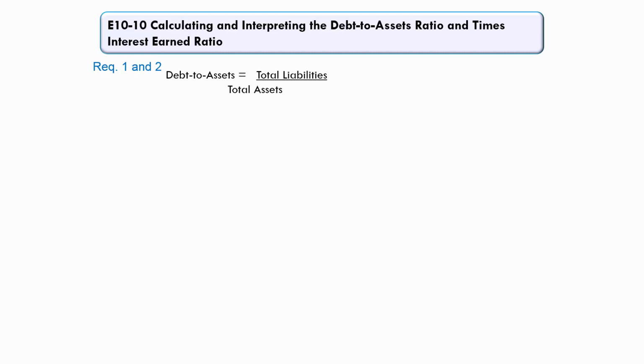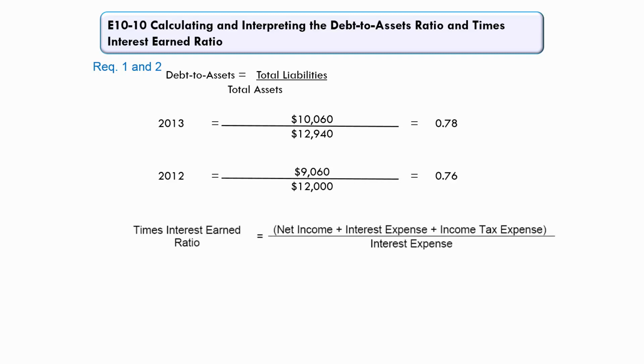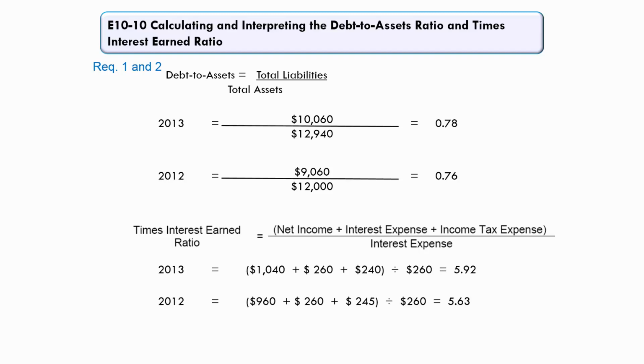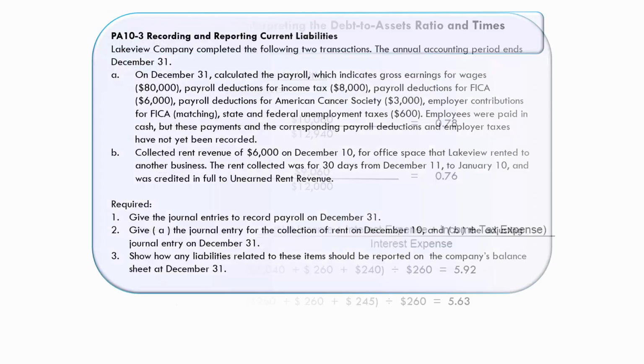Now, debt to assets is the same as liabilities to assets, and these are calculations. And we can see that there's slightly more liabilities to assets in 2013 than 2012, so a slightly greater reliance upon liabilities in 2013. When we look at the times interest earned, we find that in 2013, though, the company is better able to make their interest payments than they were in 2012.